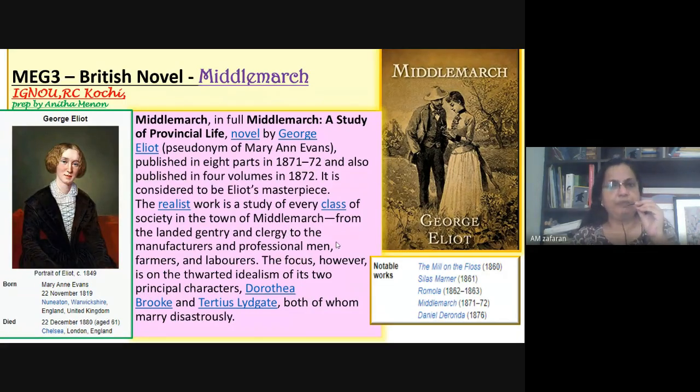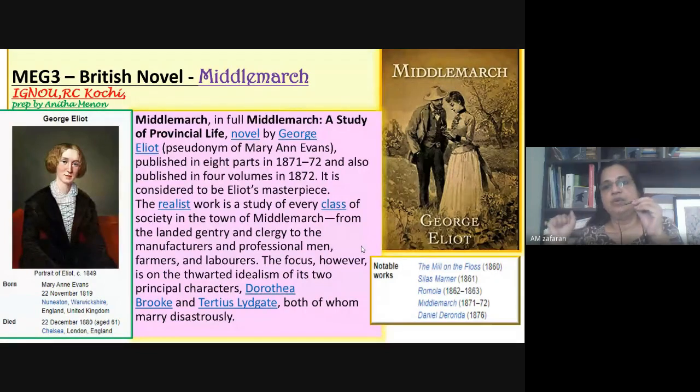Now the focus, however, is on the thwarted idealism of its two principal characters, Dorothea Brooke and Tertius Lydgate, both of whom marry disastrously. So although we have a wide variety of characters, George Eliot has focused her attention on two main characters. The heroine is Dorothea Brooke, and the other character is Dr. Lydgate. So what happens to these two characters becomes the focus of the novel, especially how they marry, having a lot of ideals in their head, and how that doesn't really work out in the way that they expected it to.